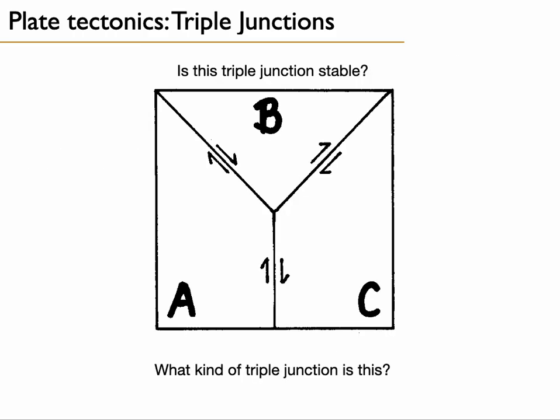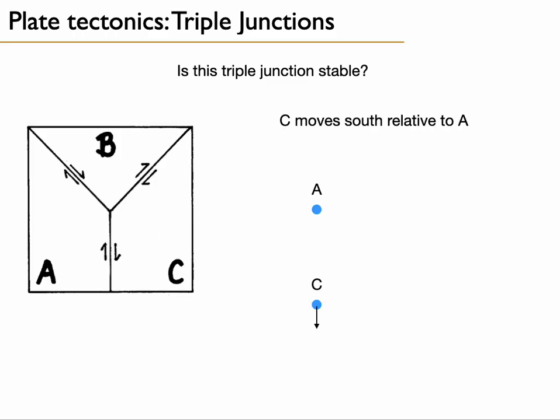A last step of training about triple junctions would be to consider this picture here. We have a system with 3 plates, A, B, C, and they all slide past each other. The question is whether this is stable or not. So that's a transform, transform, transform triple junction. So let's do the exercise together. We have C that moves south with regard to A, B which moves away from A and C, and B moves away from C, of course.